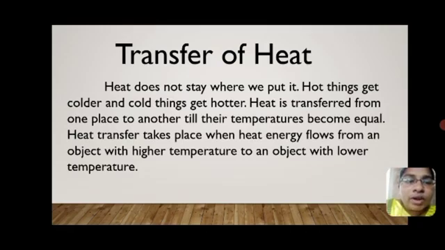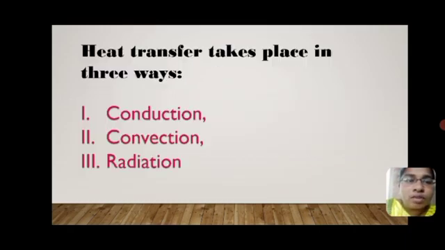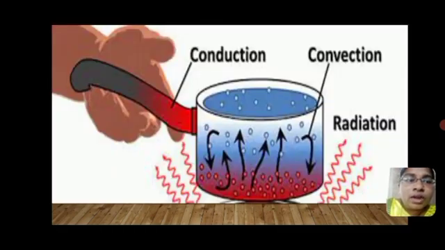Heat transfer takes place when heat energy flows from an object with a higher temperature to an object with a lower temperature. Heat transfer takes place in three ways: conduction, convection, radiation.